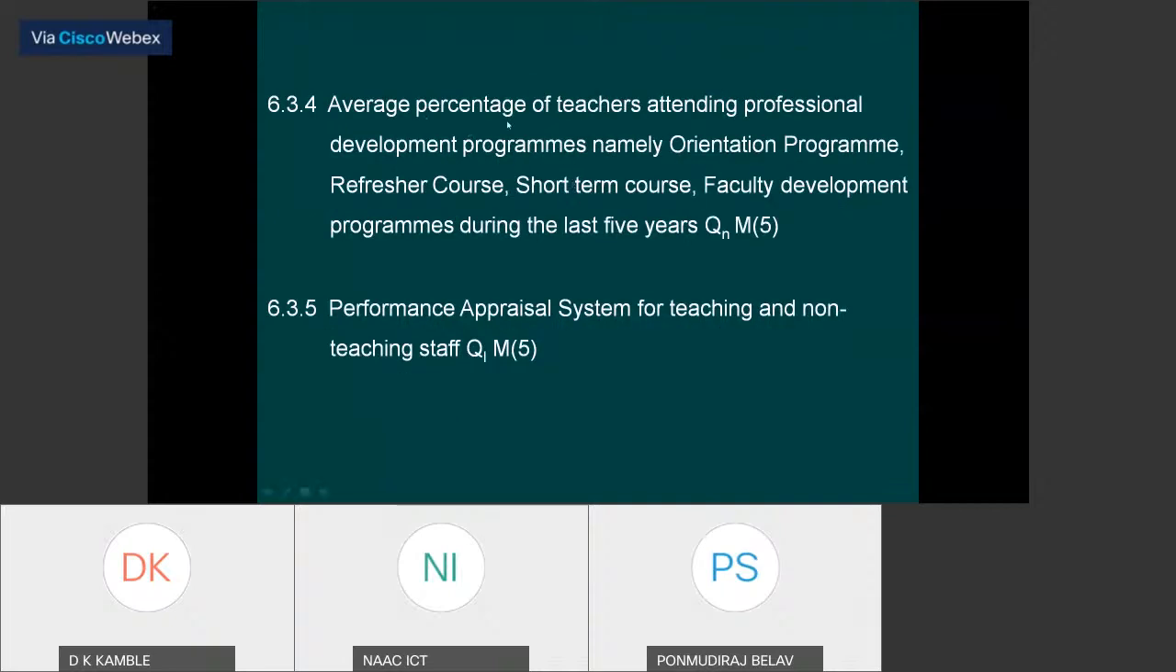Then the average percentage of teachers attending professional development programs, namely orientation, refresher, or induction programs, short-term programs, or faculty development programs. Especially in this metric, a minimum 1 week program document is required. That means a certificate for a minimum 1 week completed program is required. It should not be below 1 week. Some institutions conduct 1 week, 2 week, 3 week, or maximum 1 month programs, like orientation or induction programs. A 1 day or 2 day faculty development program will not be considered in this metric. A completion certificate is required with date, seal, and signature.